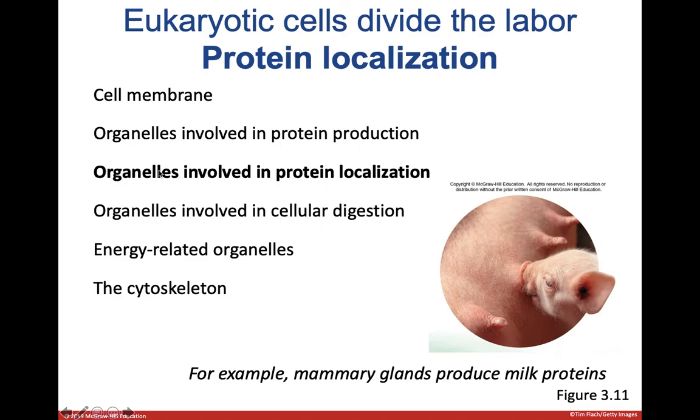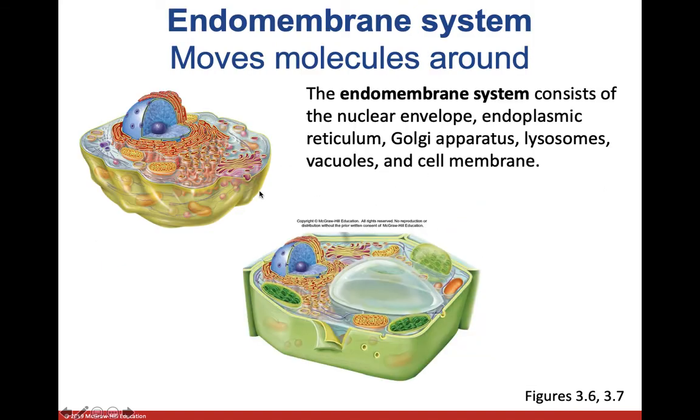So let's go ahead and talk about what's going to happen next in this process. So once our mRNA has been made, we're going to have our protein, and we're going to enter into a different process that deals with proteins, that moves the things that the ribosomes have made around. This is going to be our endomembrane system. It's going to contain the nuclear envelope, our endoplasmic reticulum, the Golgi apparatus, lysosomes, vacuoles, and our cell membranes.